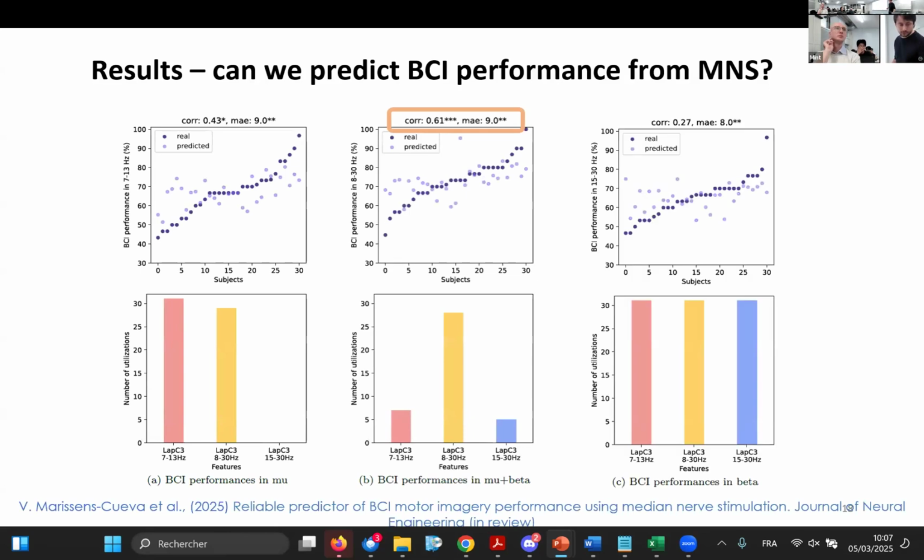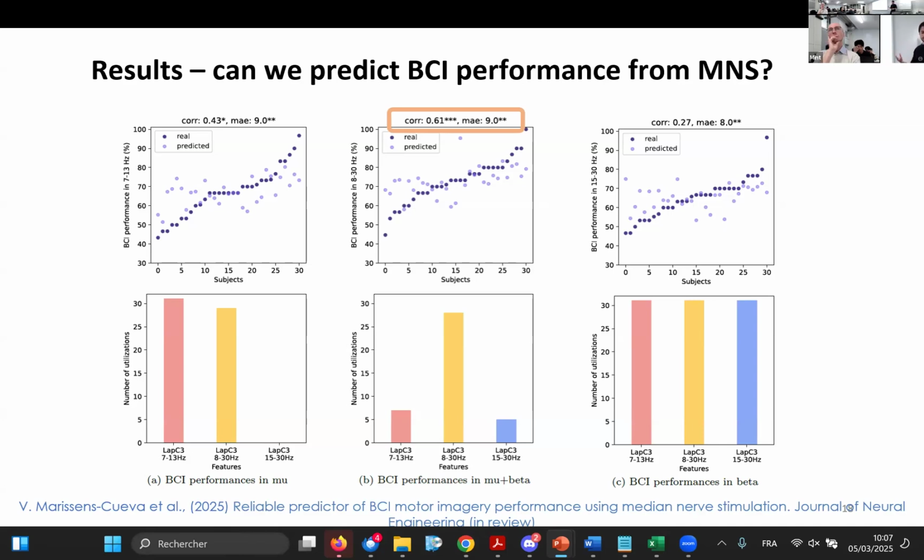So we tried to do that with the lasso model, and we show that in this frequency band, so mu and beta frequency bands merged together, we have a correlation to predict BCI performance using ERD after median stimulation. We have a correlation of 0.61 with an error of 9%. So it's a good result, but you can see that it's not working for very bad subjects and very good subjects.